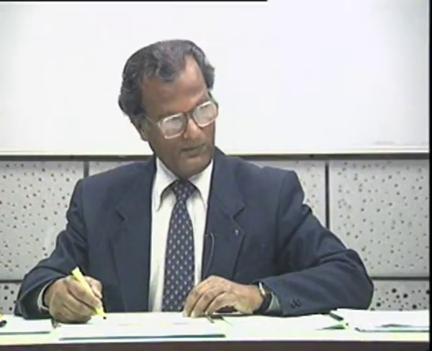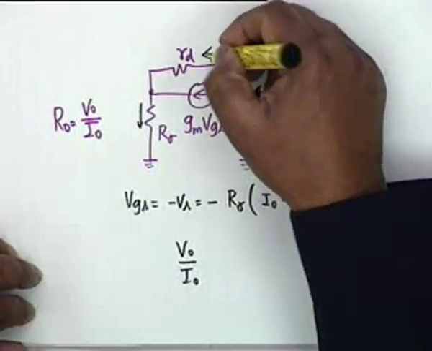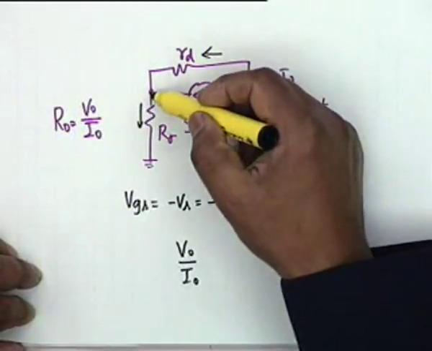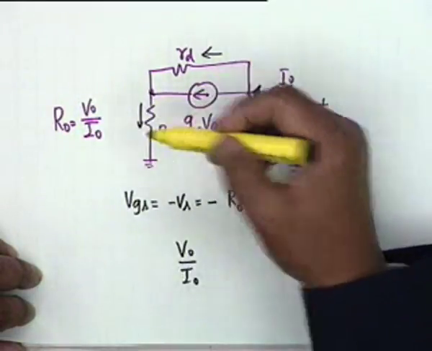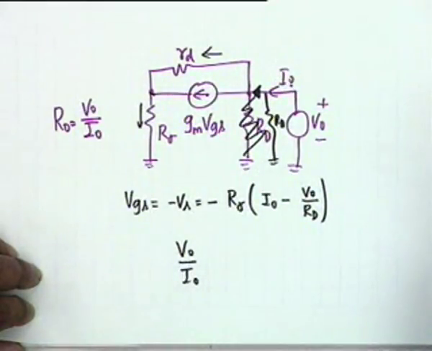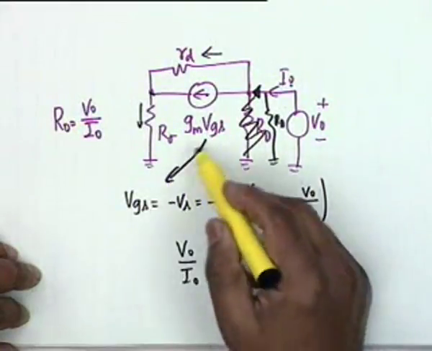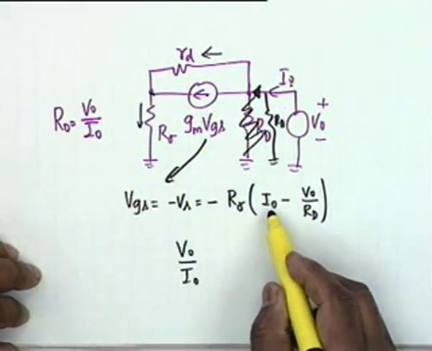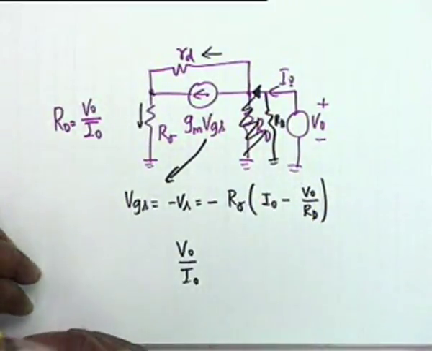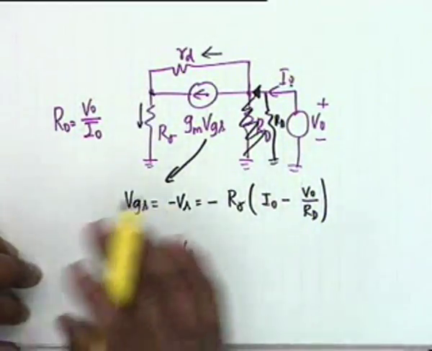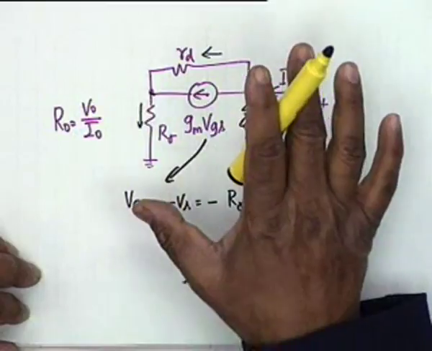Sir, but a part of this V0 by I0 will also go into small RD. Whatever this current is, these two currents again combine here and flow through R sigma. Any question? So what happens to GM VGS? This is what I have found out. GM VGS would be minus GM R sigma times I0 minus V0 by RD. Everything now in the circuit shall be in terms of I0 and V0.